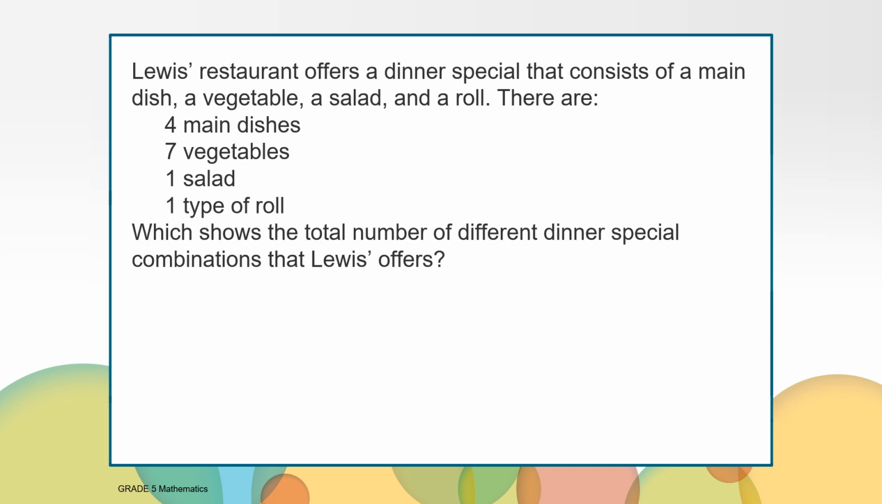Here's another sample test question. Lewis's restaurant offers a dinner special that consists of a main dish, a vegetable, a salad, and a roll. There are 4 main dishes, 7 vegetables, 1 salad, and 1 type of roll. Which shows the total number of different dinner special combinations that Lewis's offers?